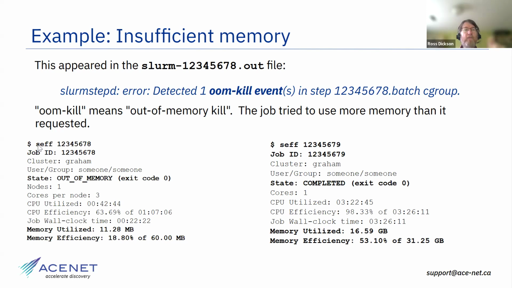And let me show you a couple of Ceph outputs for a couple of jobs. So this job 678, actually in the Ceph output in state, it says out of memory, which is much easier to read than OOM kill. So that tells you right there what's going on. Great. Weirdly, down at the bottom, it shows memory utilized 11 megabytes, which is only 18% of the 60 megabytes asked for. What's going on? If it ran out of memory, shouldn't that be showing 100% or 110% or something like that?